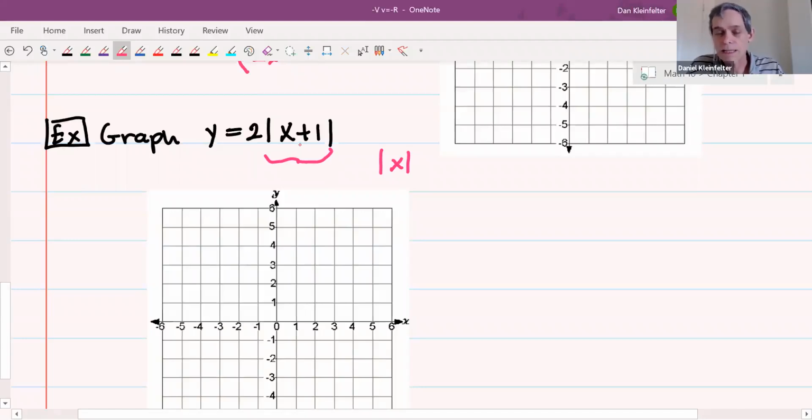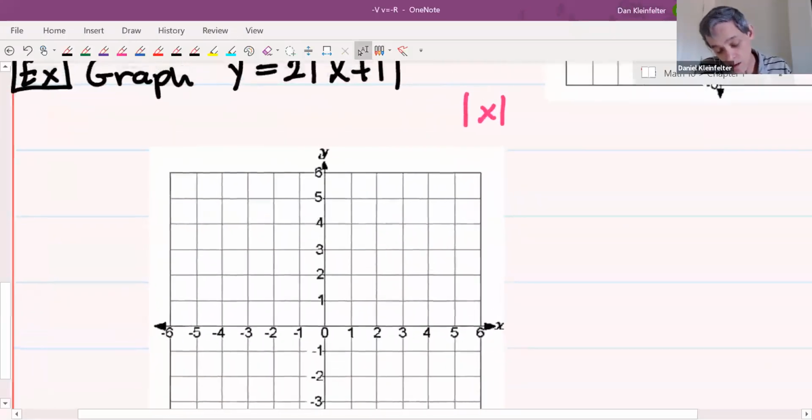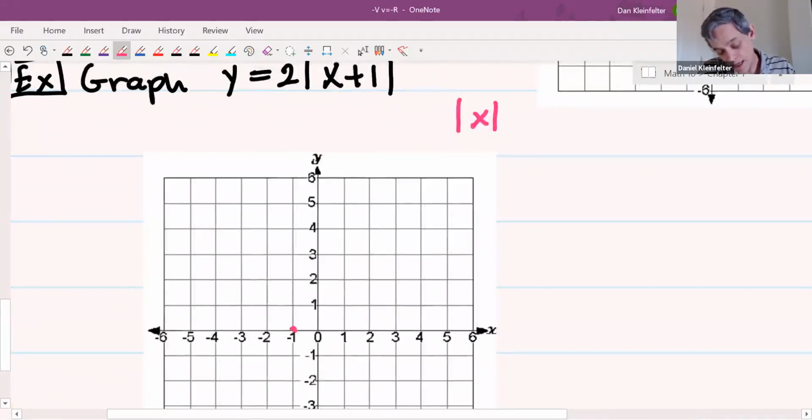What would you plug in to get a 0 out? You'd have to put in -1. So the smallest value you're going to get out of the whole expression here for y is going to be 0. And that's going to occur when x is -1. So that represents a left shift by 1 unit.